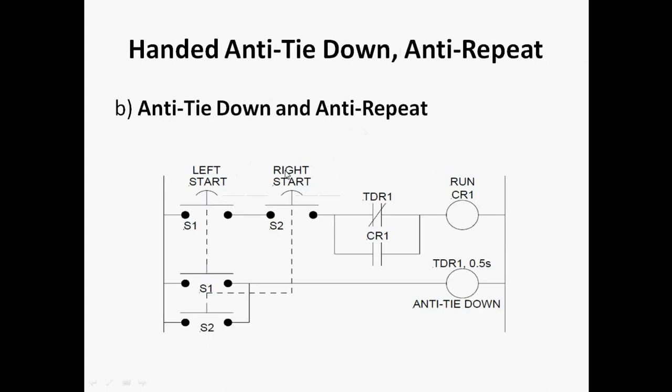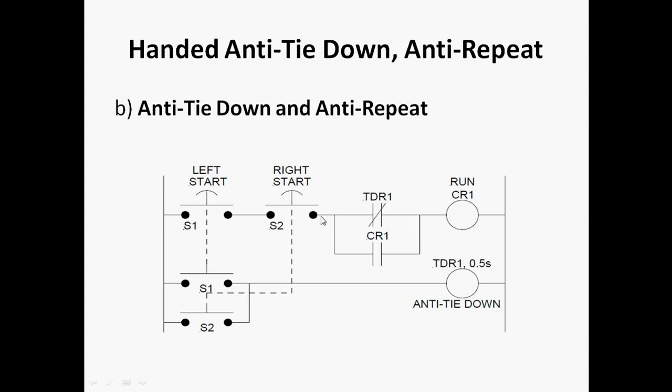The next is anti-tie-down and anti-repeat. Suppose the left hand is pressed, then S1 is engaged, and when the right hand is pressed, S2 is engaged. Because of S1 and S2, CR1 goes on if the first output is on. Similarly, we can go to the next category. When S1 and S2 are pressed, anti-tie-down is on, for about 5 seconds, so the second output can be continuous. That means first this one is on, and after that this should be continuously on.